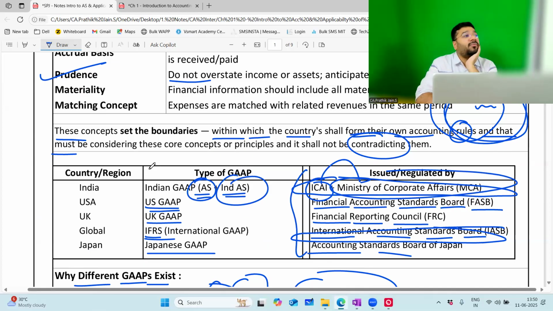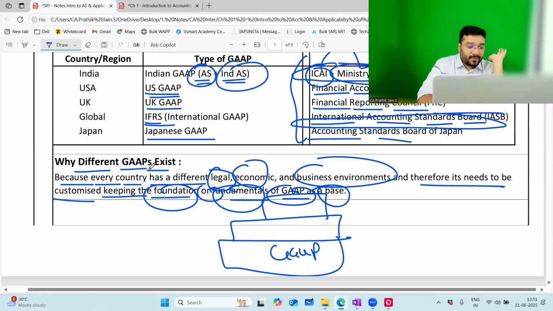Now, every country has their own GAAP. In India, we have Indian GAAP. US has US GAAP, which means US is not adopting IFRS. There are other countries who are adopting IFRS. UK has UK GAAP. Japan has Japanese GAAP. Clear this point? GAAP has given the flexibility to the respective country to modify the rules, procedures, principles however you want, but without compromising the framework of the GAAP.